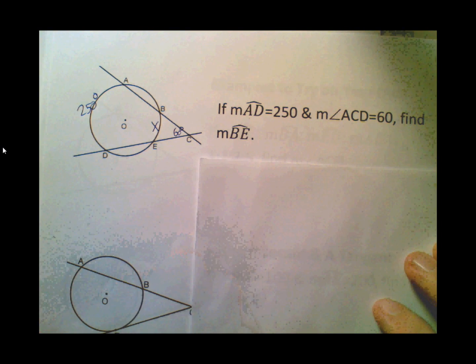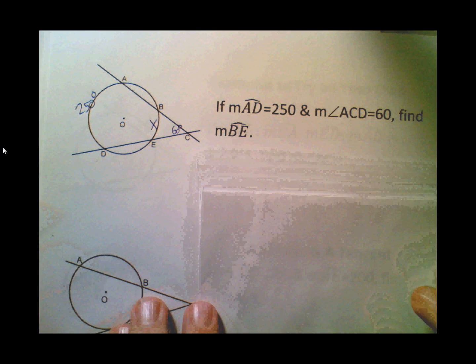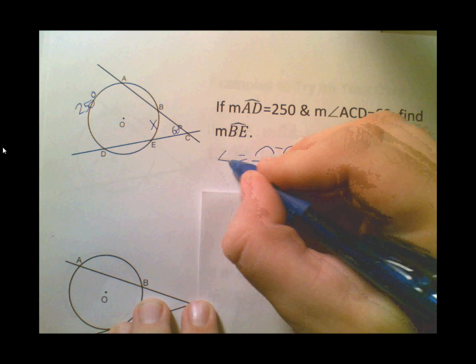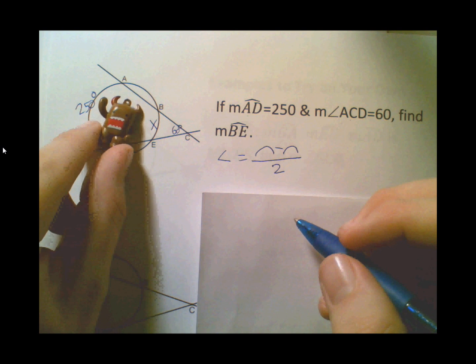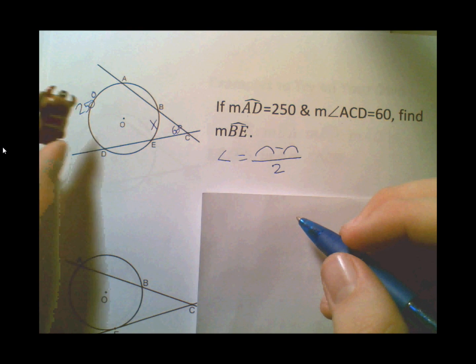Let's have Domo help us. We know the formula for when we have the outside is arc minus arc divided by 2 is equal to the angle. Remember, Domo has to walk across. So he goes 250 minus x all over 2 equals 60. And he's going to walk towards the angle.